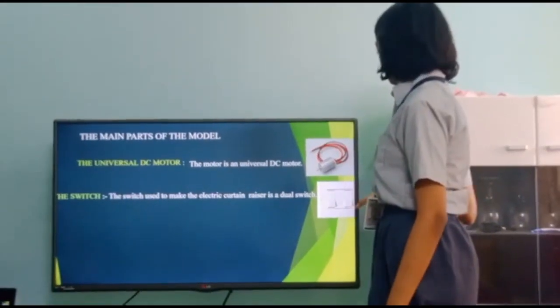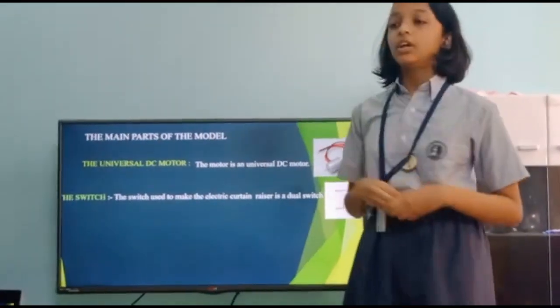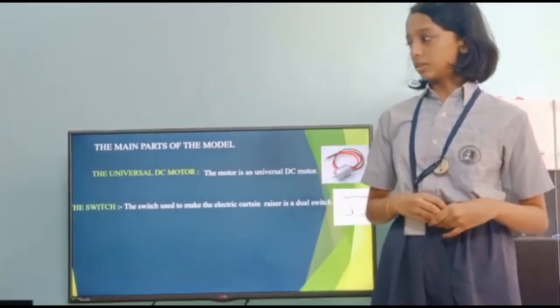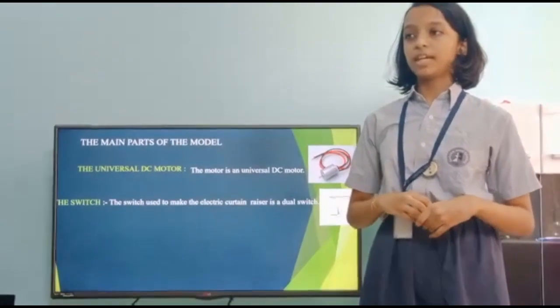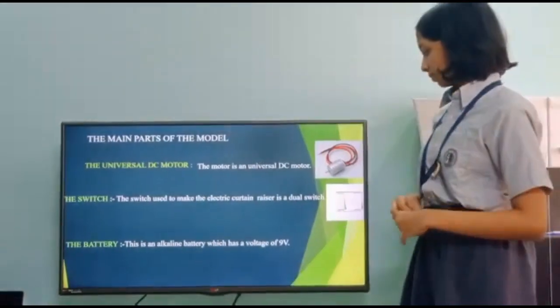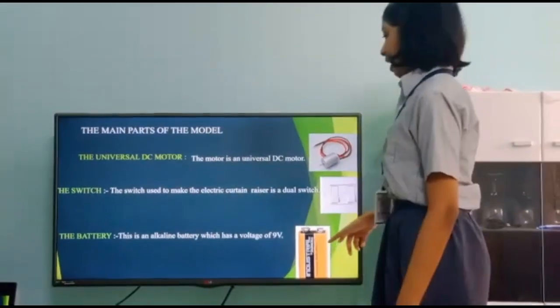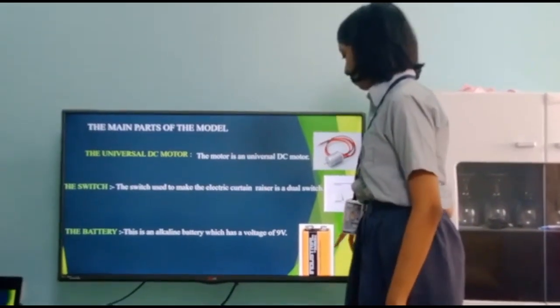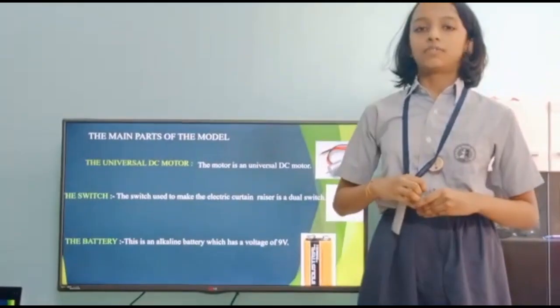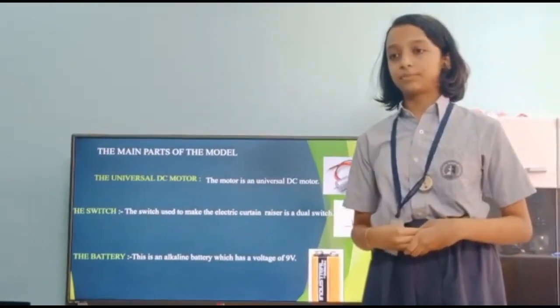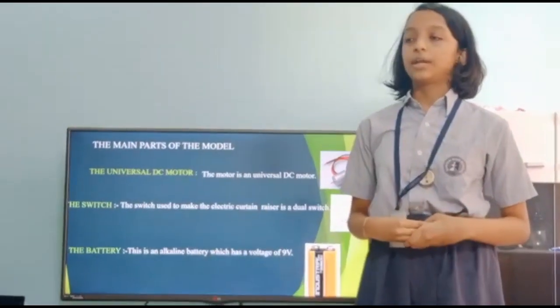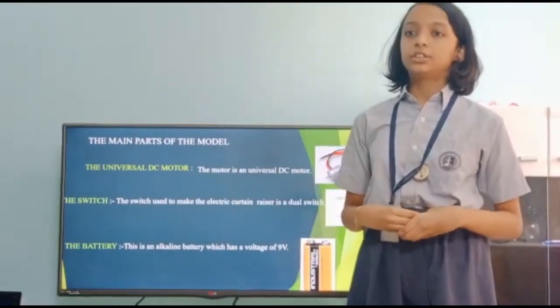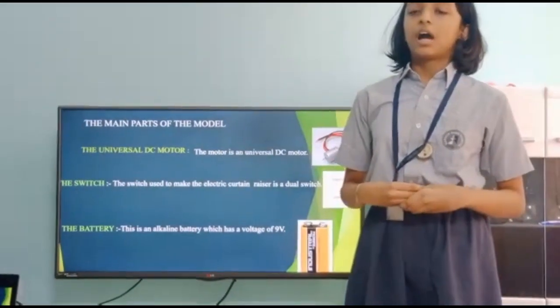It has two switches and they are connected to the terminals of the motor and are used to make and break the circuit. This is a battery which has a voltage of 9V. You can change the volt of the battery according to your preferences, but the amount of volt in the battery will affect the speed at which the curtain is rolled up or down.